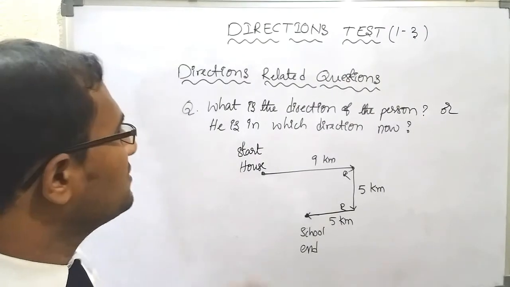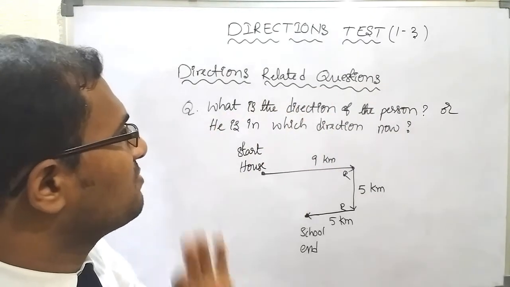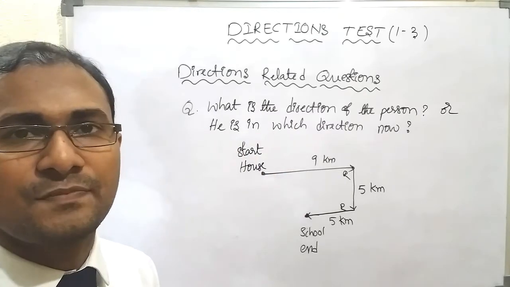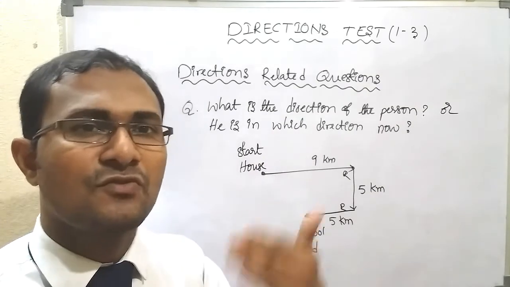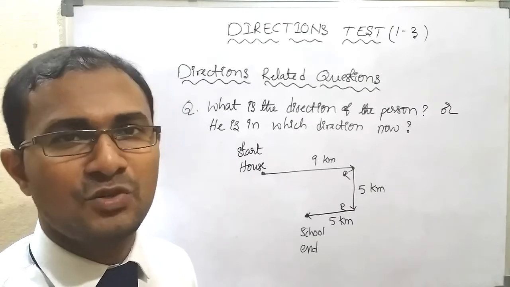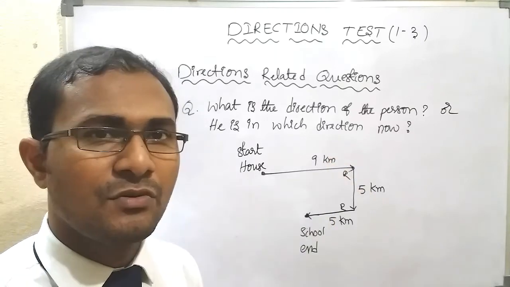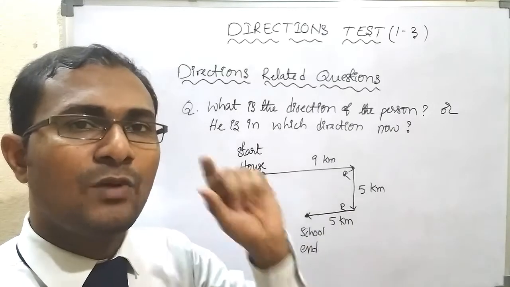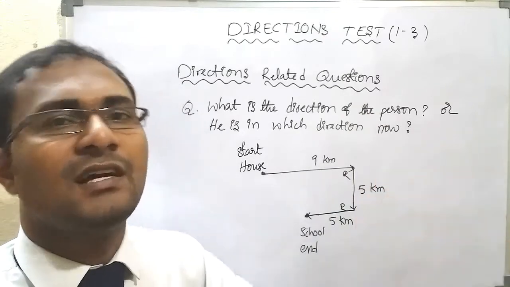So they are going to ask the question in this way. What is the direction of the person? Otherwise, he is in which direction now? In the previous model, we saw keywords like with respect to, from, and to. But here we are not able to find those keywords. Whenever they give you the keywords with respect to, from, and to, what do we have to do? From the second point towards the first point, we have to draw a straight line, and whatever that straight line is indicating according to the standard direction, that direction will be our answer.